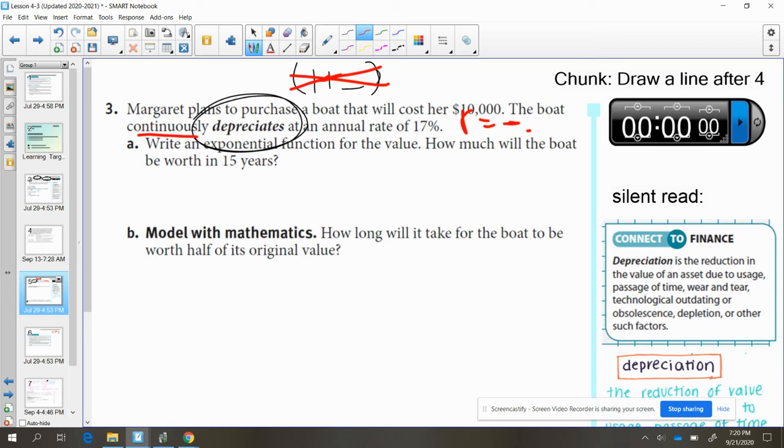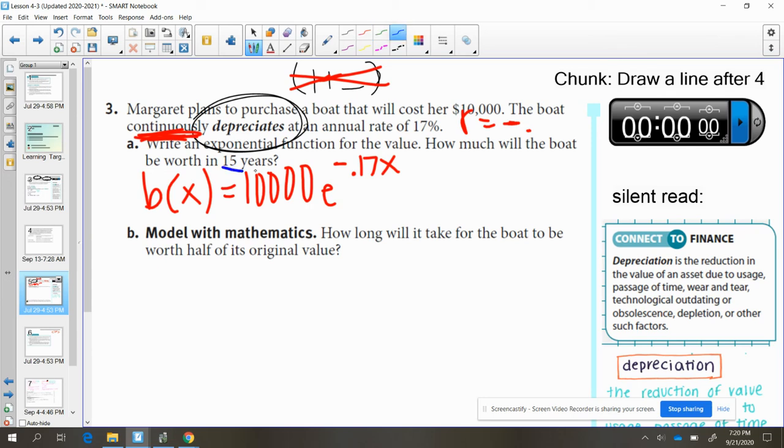So if we were to write a function to represent this, I'm going to call this B of X just because we're talking about a boat here. And it says that our boat initially is going to cost $10,000, but it's continuously depreciating. So that's where the e to the rt is going to come in. Well, negative 0.17 is going to show that depreciation rate with our continuous compounding, right? It's not 1 minus because of the continuous compounding. And then again, to the t, or in this case, x power, will help us represent that.